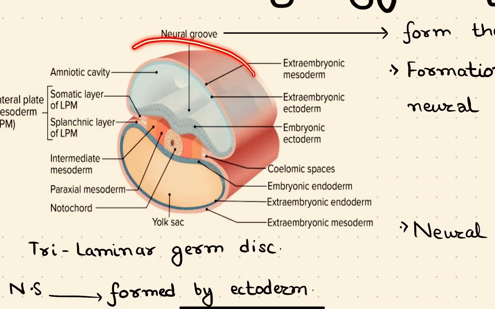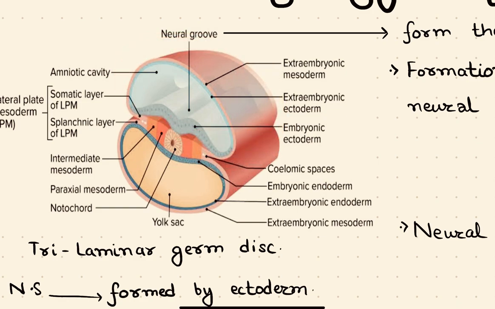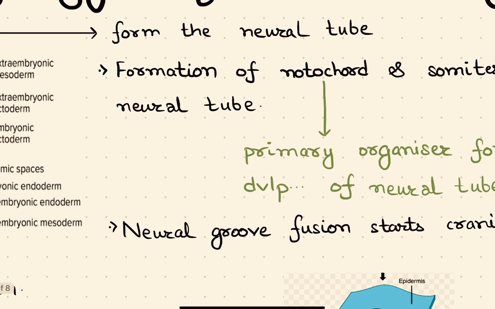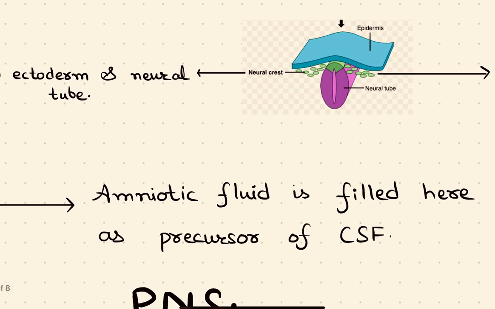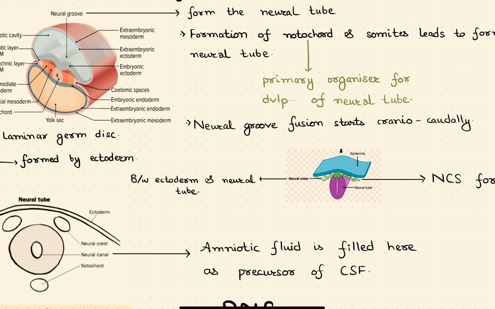Now our nervous system is derived from the ectoderm. In the ventral end of this ectoderm you are seeing a groove or depression-like thing. This is the neural groove. This neural groove forms the neural tube. As you can see, it is a tube-like structure. So the neural tube is formed by this neural groove.